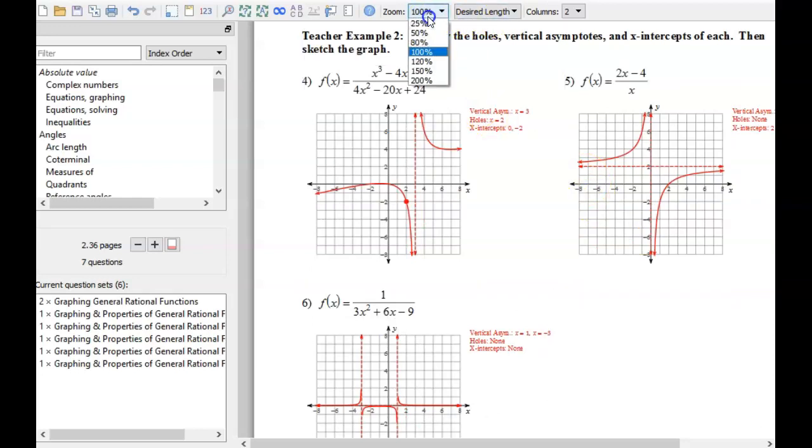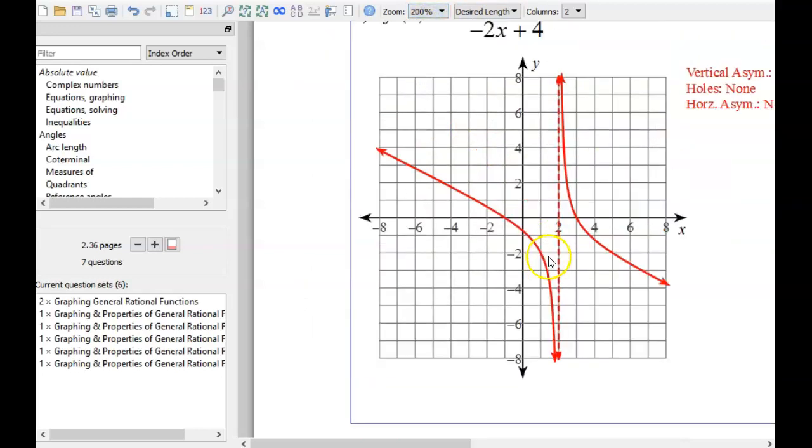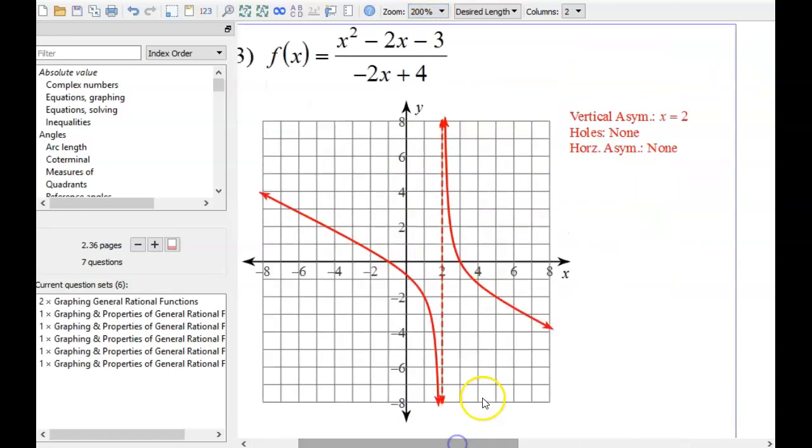Let me zoom in a little bit. So here's the graph of one of these functions here, okay? You'll notice that it has a vertical asymptote. So it's not too uncommon for them to have a vertical asymptote. It's pretty common, actually.